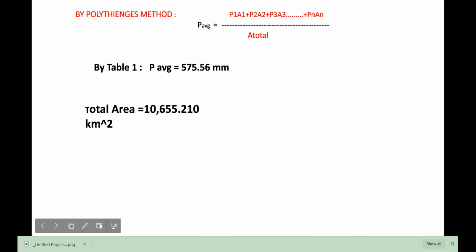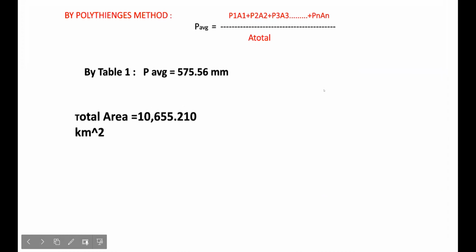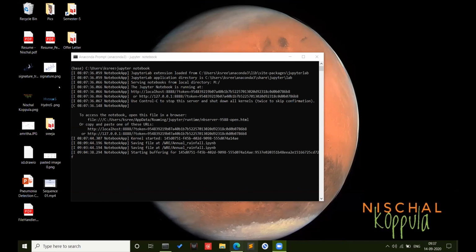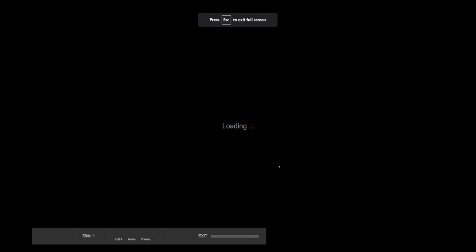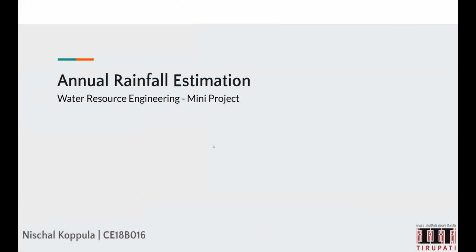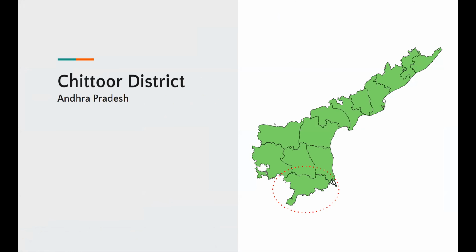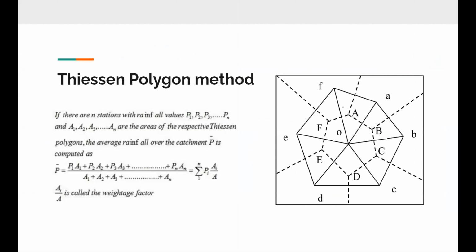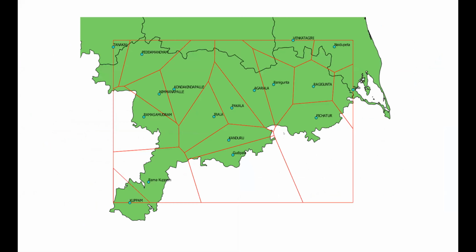So let's go to the next one. Who wants to go next? Nischal. Yes, sir. Yeah. Please share your screen. Sir, can you hear me? Yeah. Go ahead. Keep going. Yes, sir. I've done for Chittoor district, sir. So these are the stations that I've taken in and around Chittoor district. And using the Thiessen polygon method, we'll calculate the average precipitation.